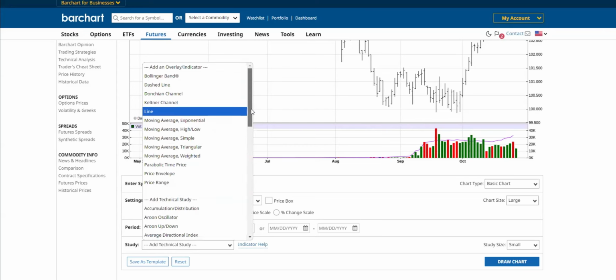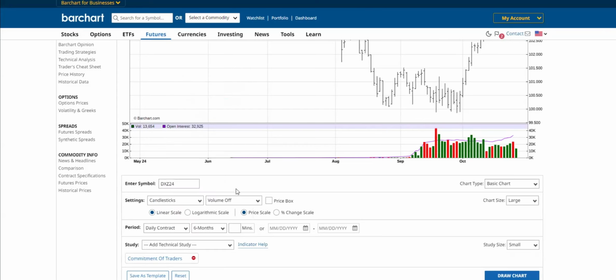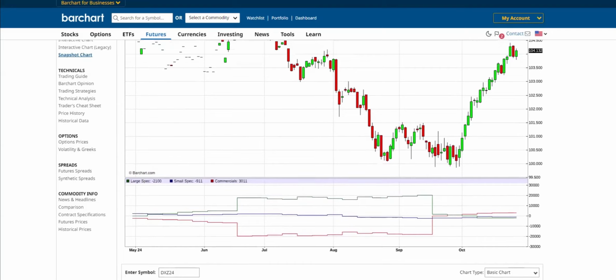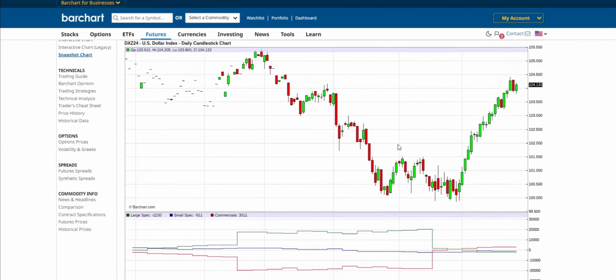You draw down to commitment of traders. Click it. Here, prefer large, draw chart. So this brings you to this page. The next thing is, how do we interpret this particular indicator right here?